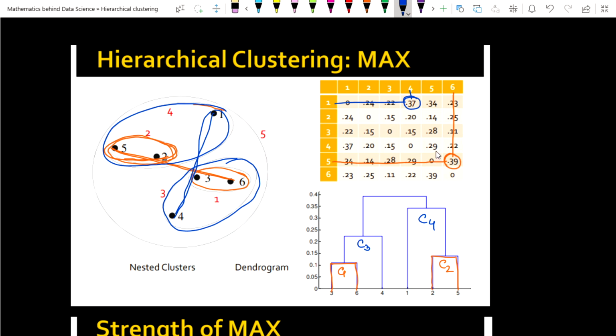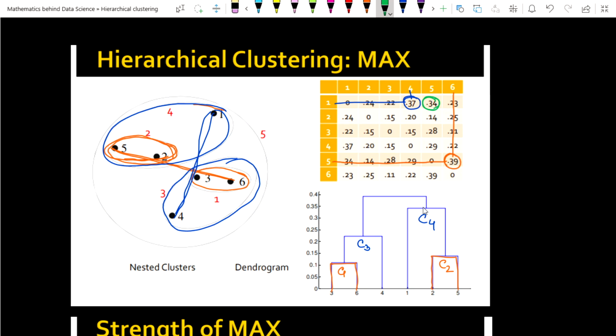Now at the end, what is the next max value? Just find it from here. The next max value is 3, 4. Now based on 3, 4, it is the 1 and 5. But 1 is already taken into this cluster C4.